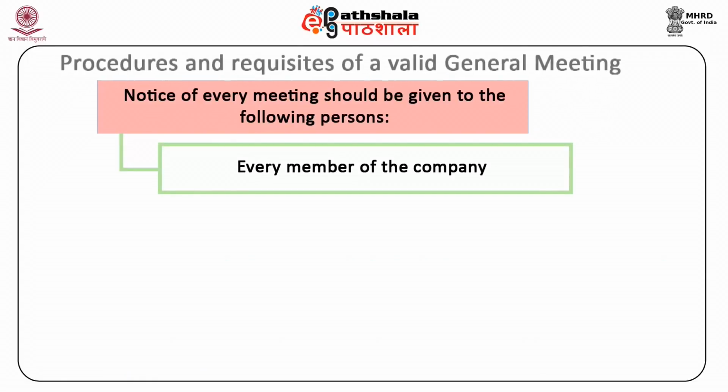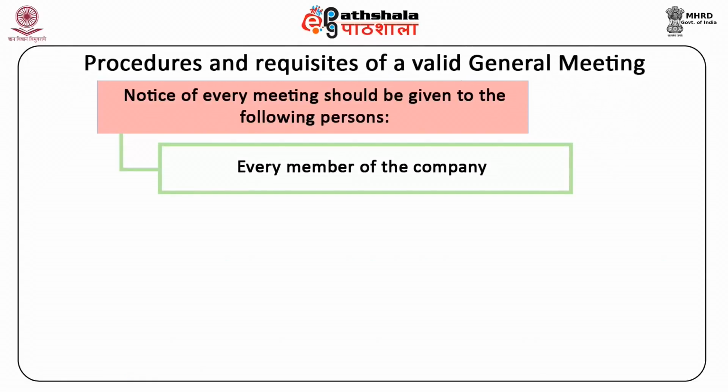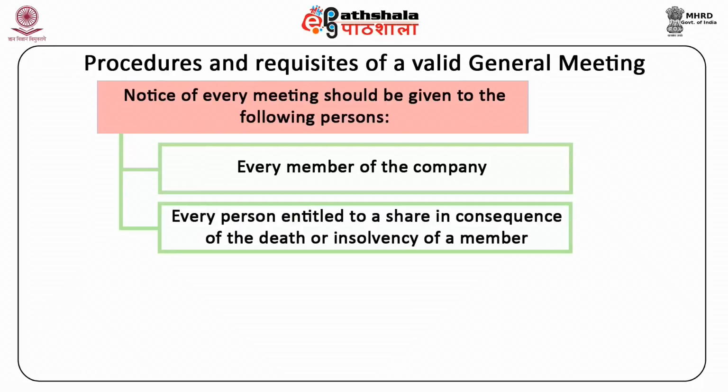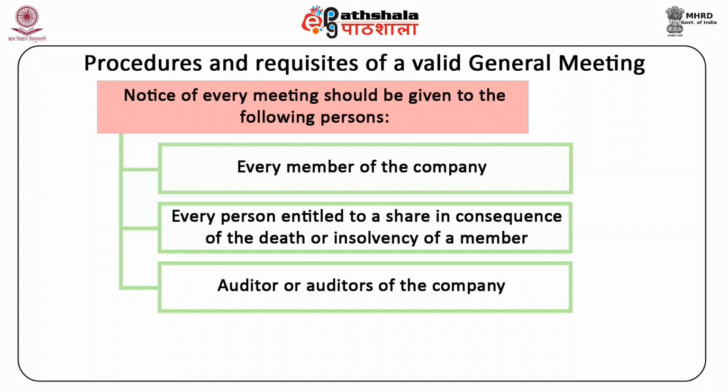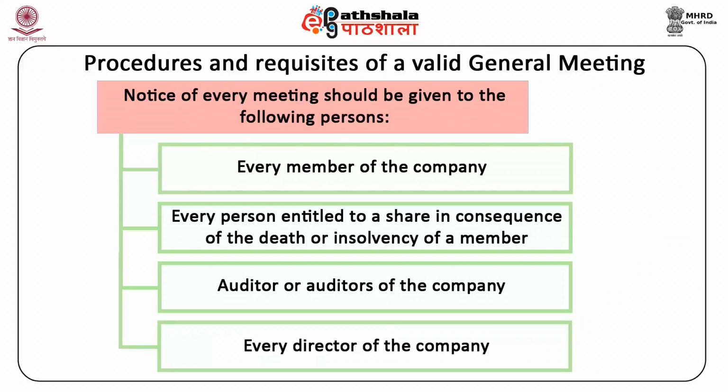Notice. Notice of every meeting should be given to the following persons. First, every member of the company. Second, every person entitled to a share in consequence of the death or insolvency of a member. Third, auditor or auditors of the company. Fourth, every director of the company. Deliberate omission to give notice to a single member may invalidate the meeting. However, an accidental omission to give notice to, or non-receipt of it by, a member will not invalidate the meeting.